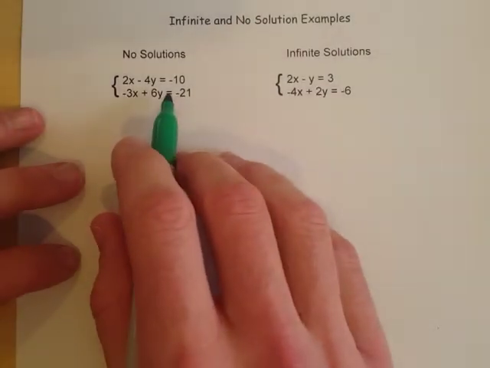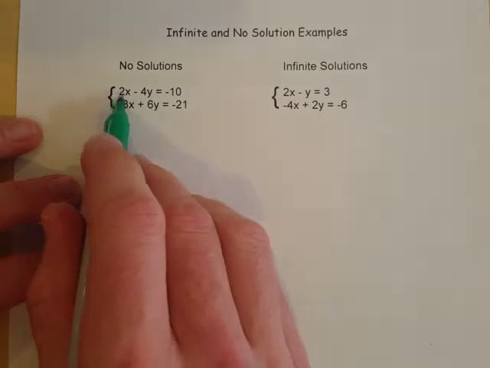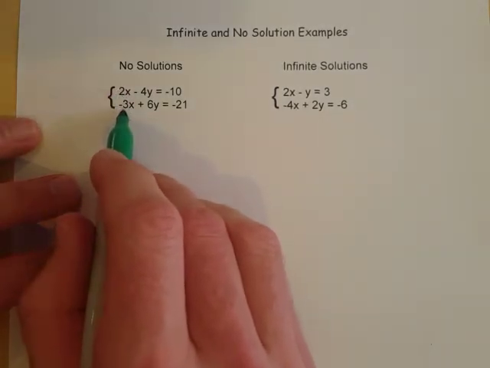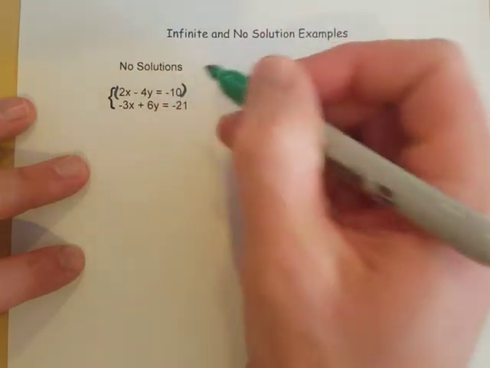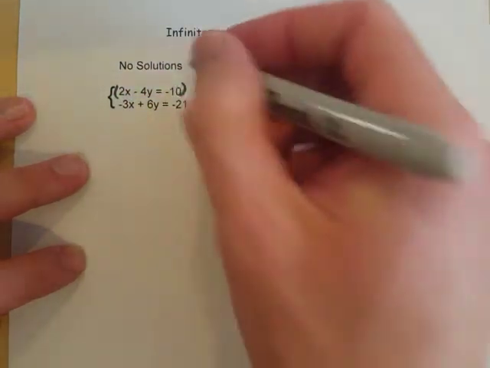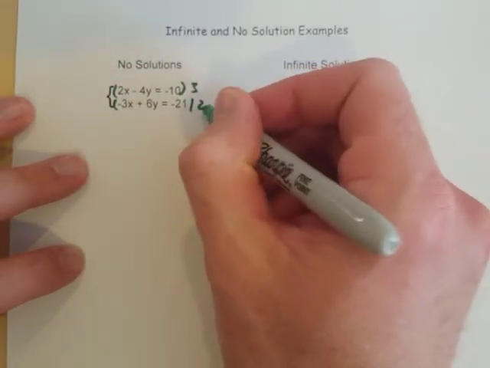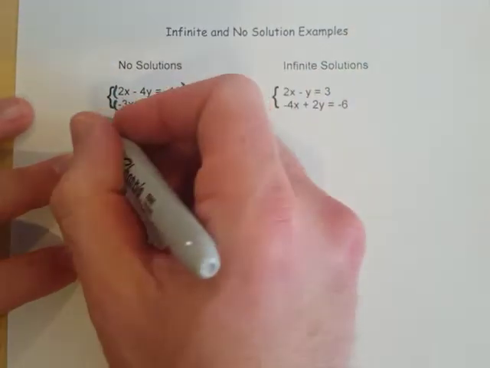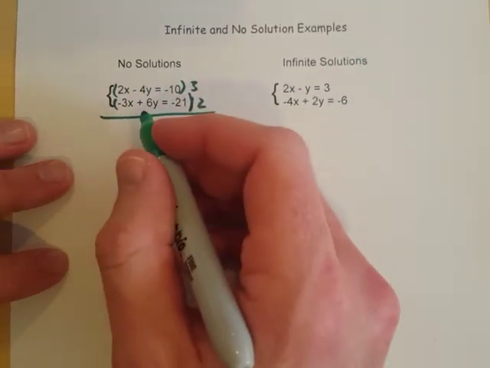Now I'm going to go through the same process as before. I'm going to try to get opposites on something. So maybe I'll just pick out the 2x and the negative 3x. Least common multiple on those is going to be 6. So I'm going to multiply the first one by 3, and then the second one by 2. So when I do that, multiply to every number in those equations.